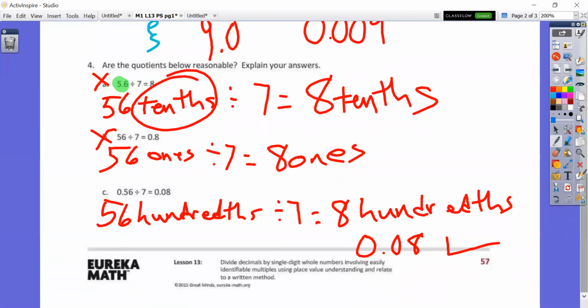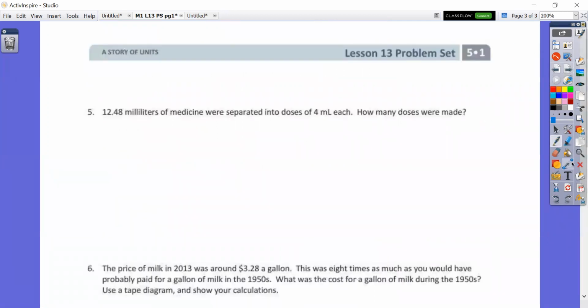Nice. All right, let's do these word problems on the back and then be done with this lesson. All right, let's do 5 together. 12 and 48 hundredths of milliliters of medicine were separated into doses of 4 milliliters each. So divided into equal groups of 4 milliliters. How many doses were made? Well, 12 and 48 hundredths divided by 4.